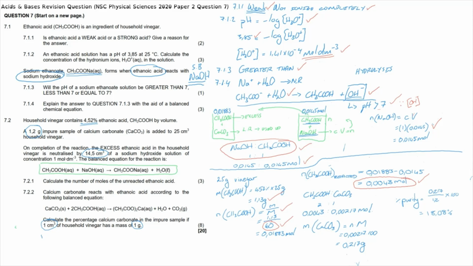We then got a mark allocated for correctly showing the ratio of ethanoic acid to calcium carbonate, where we then correctly substituted that using this formula over here. And then our final mark here was for calculating the percentage purity or the percentage calcium carbonate present in this. And importantly, 1 mark for showing that calculation for how that percentage was determined.